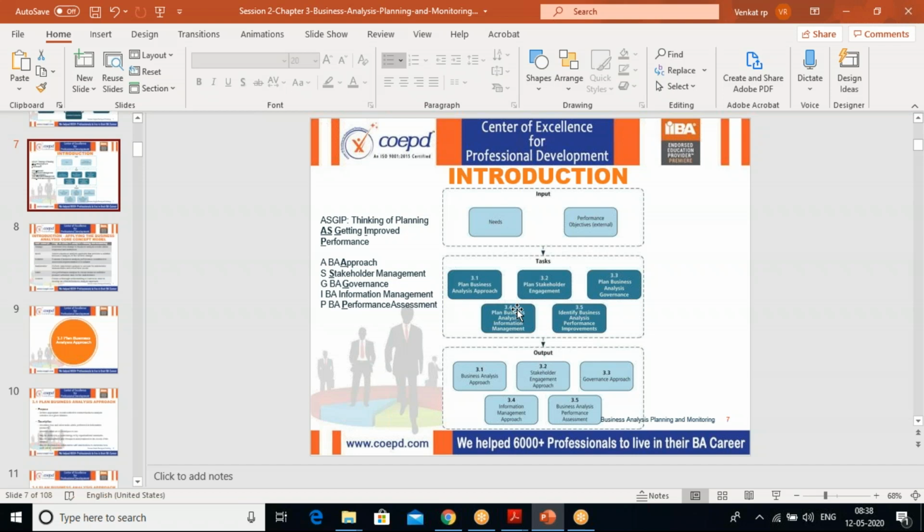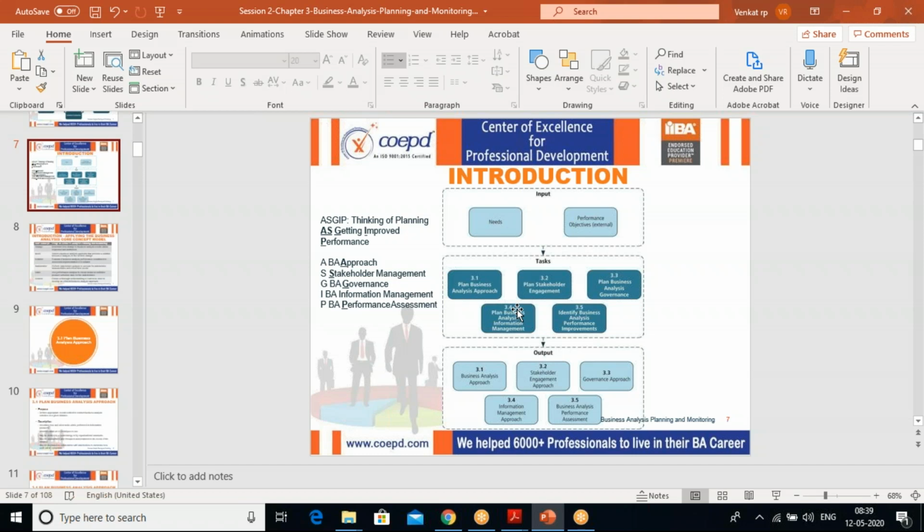We have to plan the business analysis approach. Then stakeholder engagement, how we are going to make the stakeholder engagement. And then we have to plan business analysis governance. That means the framework of the business analysis, that governance we have to keep.